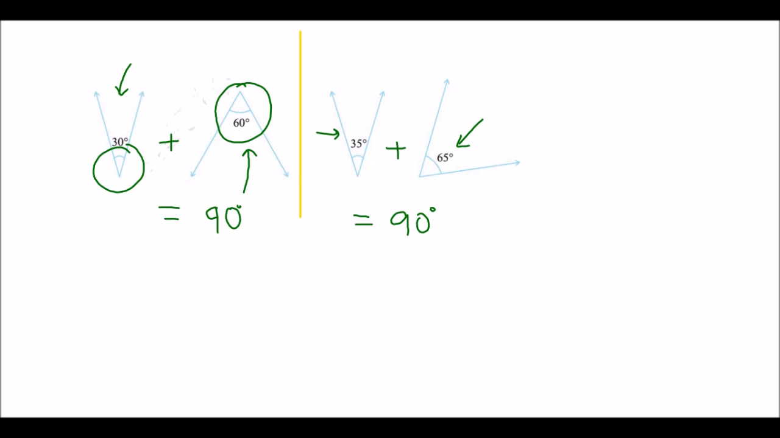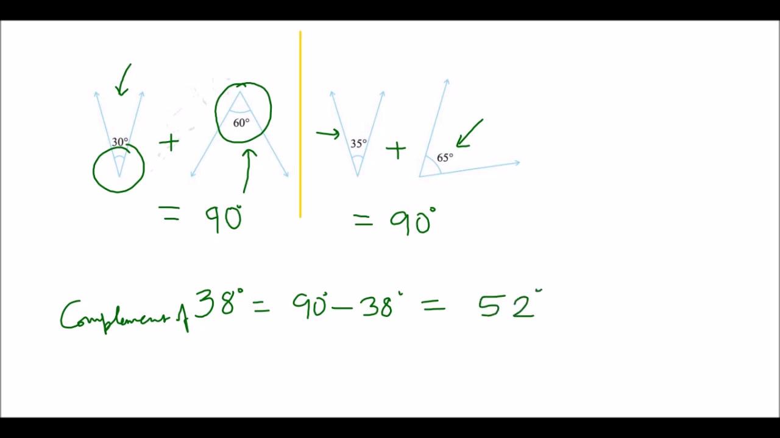For example, if I want to find complement of 38 degree, I want to find complement of this angle. So complement of this will be 90 degree minus this angle 38 degree, which comes out to be 52 degree. So I'll say 38 degree is complement of this angle 52 degree. In the same way, I can say complement of 52 degree is 38 degree.